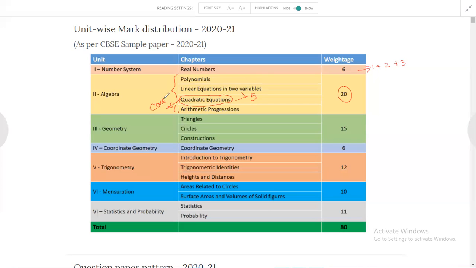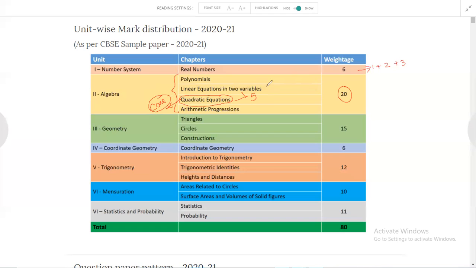For the board examination, case study questions are introduced. One case study question is given from quadratic equation. In most cases, the 5 mark question will be from linear equation in 1 variable. One case study question carries 4 marks. So 5 plus 4, that is 9.